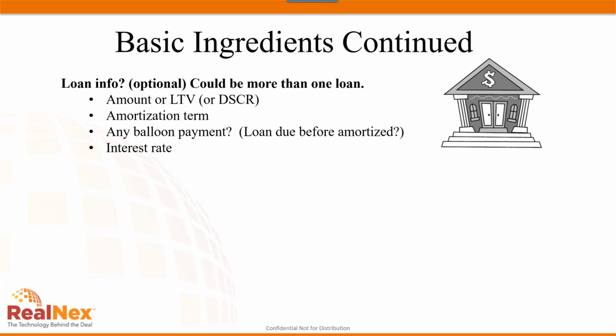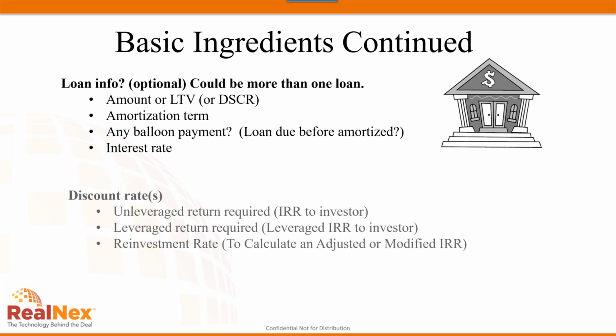And then if there's a balloon payment, in other words, the balance is due before the loan is fully amortized. And of course, the interest rate. So those are the basic things for the loan. There can be more than one loan. There can be some other things that might come into play that you could enter into the program, interest-only loans and refinancing an existing loan, et cetera. But that's the basic idea.